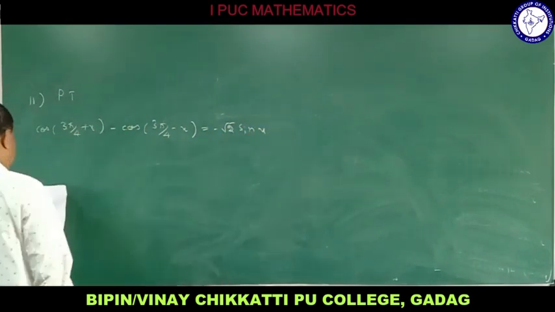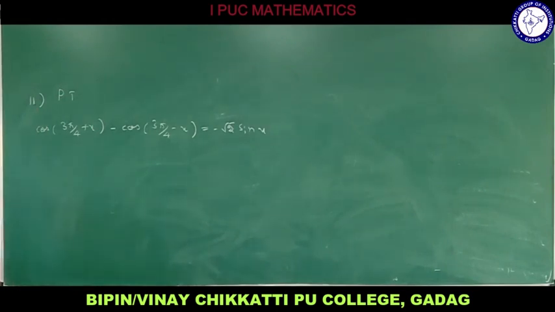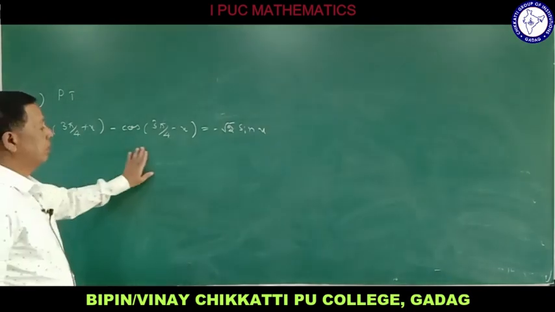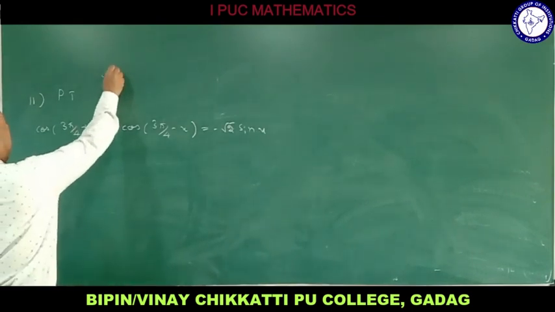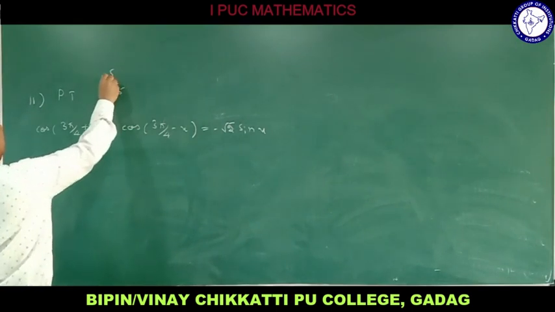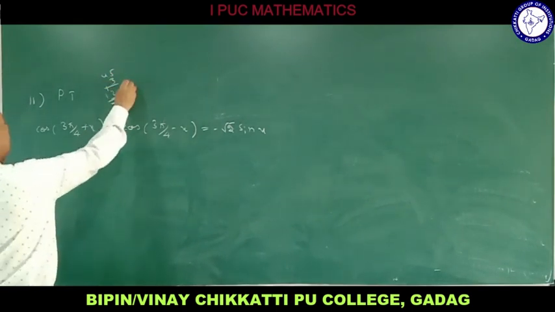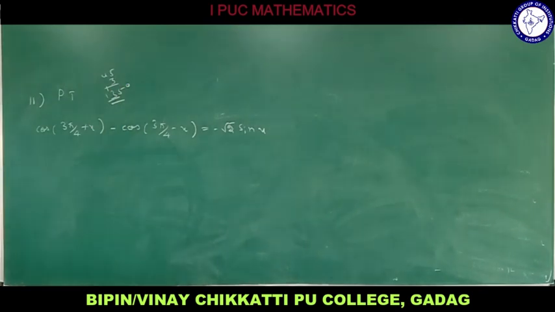Once again you see 3 pi by 4 plus x, 3 pi by 4 minus x. So how can you prove this result? One thing is true: when you are writing this result, you cannot apply allied angles, because 3 pi by 4 is not a quadrant angle. Pi by 4 is 45, into 3 is 135 degrees. 135 degrees is not a quadrant angle, so you cannot prove it that way.